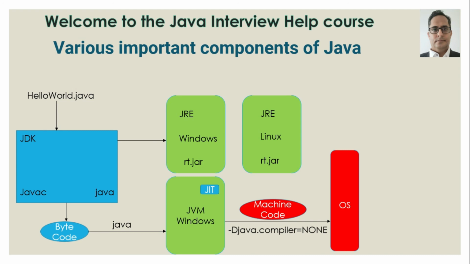If you want to disable it for debugging reasons or whatever, you can use -Djava.compiler=NONE. This will disable the JIT.